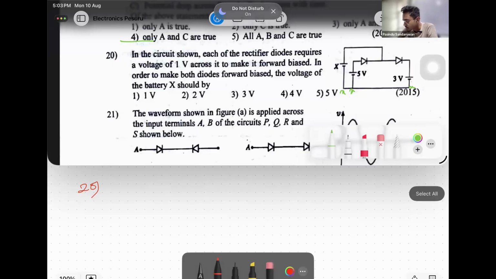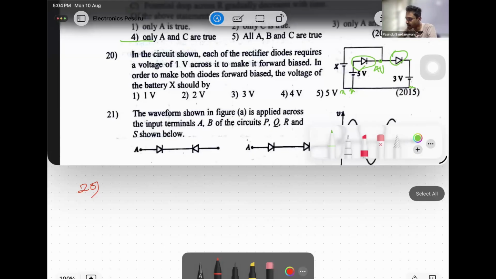Now, the potential difference from X to this point is 3 volts. X to this is 3. Now just check what happens if this is 4. If this is 4, the potential difference across this diode is 4 minus 3, 1 volt. That is fine. The potential difference across this diode is 5 minus 4, that is also 1 volt.